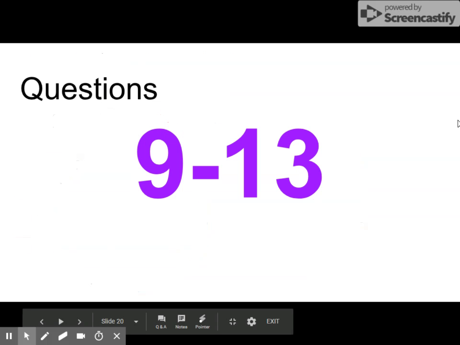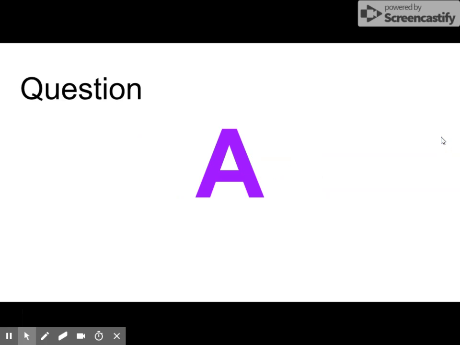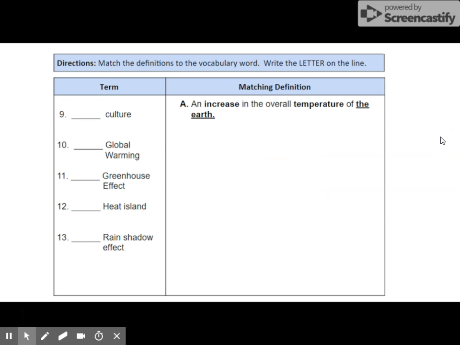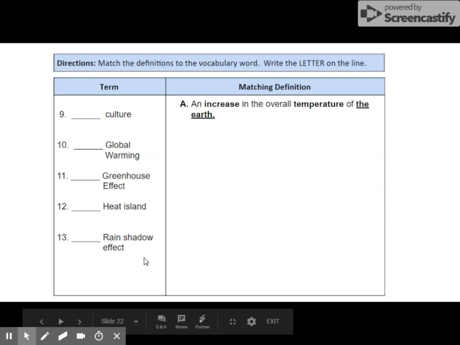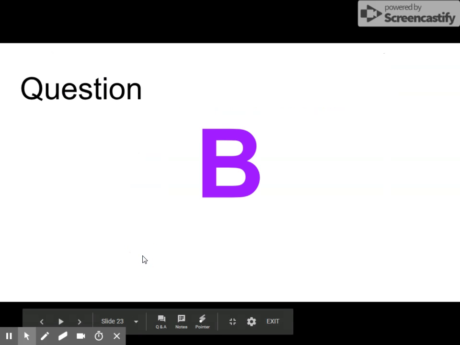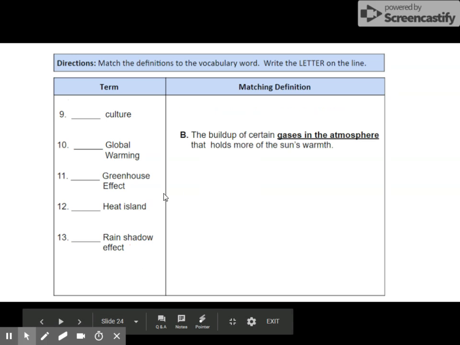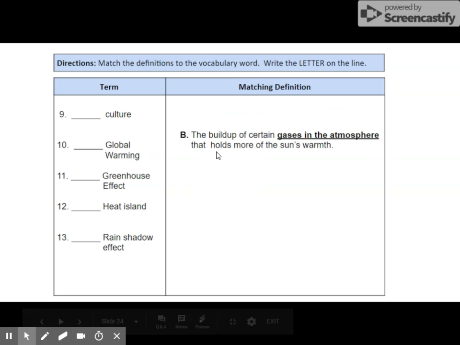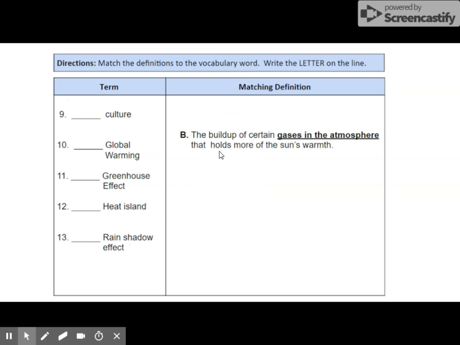For questions 9 through 13. Question A. An increase in the overall temperature of the Earth. Is it culture, global warming, greenhouse effect, heat island, or rain shadow effect? Question B. The buildup of certain gases in the atmosphere that holds more of the sun's warmth. Culture, global warming, greenhouse effect, heat island, or rain shadow effect.